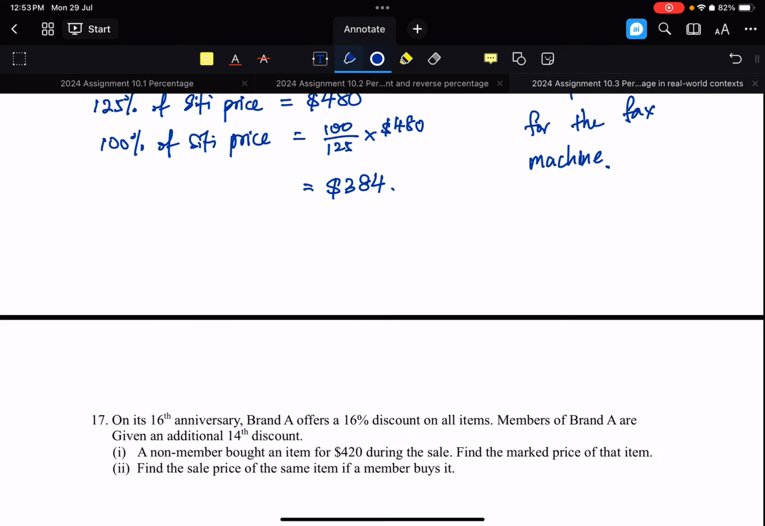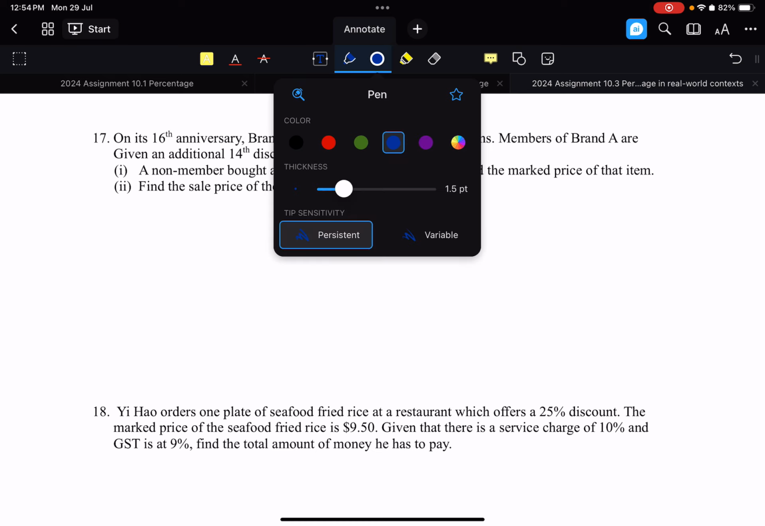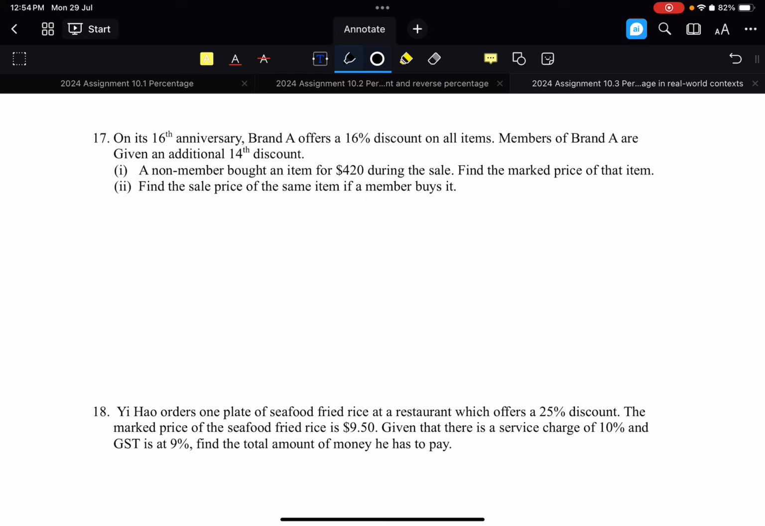Okay, let's move on. Next question. On its 16th anniversary, Brand A offers a 16% discount on all items. Members of Brand A are given an additional 14% discount. That should be 14%, another typo. Apologies. So it's a 14% discount. Let's go back again. So a non-member bought an item for $420 during sales. Find the marked price.